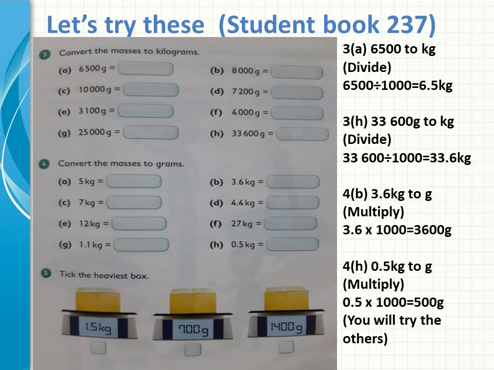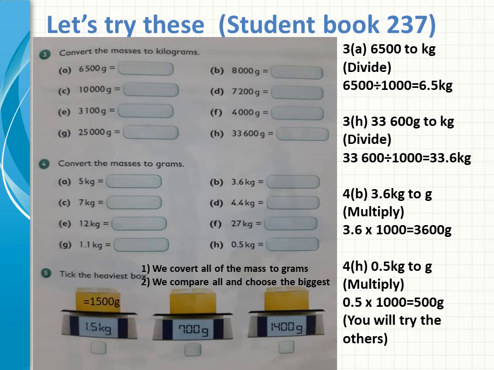How do I do that? I will simply multiply by 1,000. And when I do that, what will my answer be? Convert all of the mass to grams, then compare and choose the biggest. So 1.5 kg to grams, I will have 1,500 grams. Okay? And now I have 1,500 grams, 700 grams, and 1,400 grams. So which one is the heaviest? Great job! 1,500 is the heaviest.